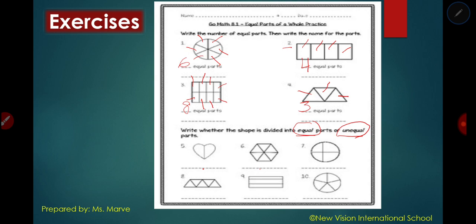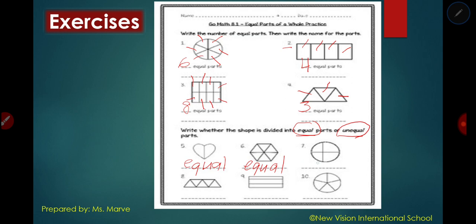Great. Okay, let's check your answer. How about in number 5? Look at the size of each part. Does it have the same? Yes. So you are going to write here equal. Very good. How about in number 6? Very good. It is equal. How about in number 7?